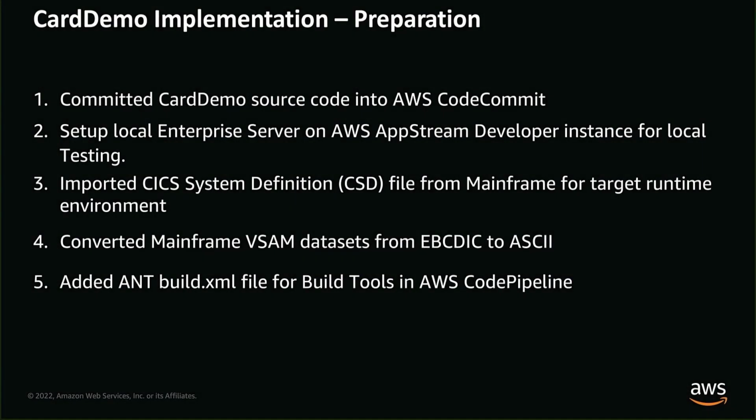Before we start with the demo, I want to quickly highlight some of the preparations we have already done and will not be shown during the demo. We have uploaded all the source code into a CodeCommit repository, set up a local enterprise server on the developer instance for local testing, imported all the mainframe CICS system definitions, converted all VSAM files from EBCDIC to ASCII, as well as added build.xml for build tools in CodePipeline. Now let's get started with the demo.